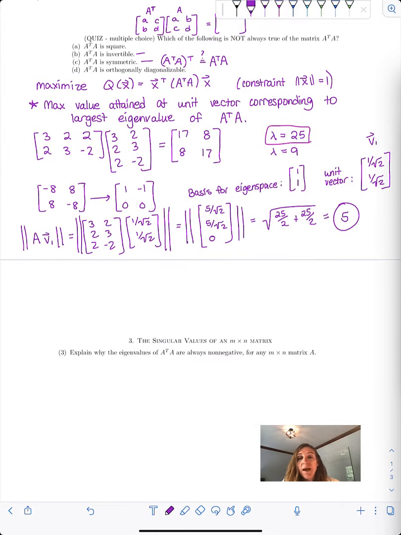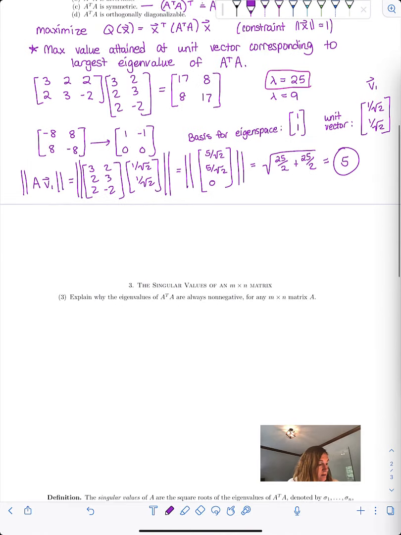Okay, so now we're going to talk about something called the singular values. These are going to turn out to just be the square root of the eigenvalues. But in order to be able to take a square root, we need to start with a non-negative number, so it could be 0 or something positive. So why is it that our matrix A transpose times A always has non-negative eigenvalues? Well, we know A transpose times A is symmetric.